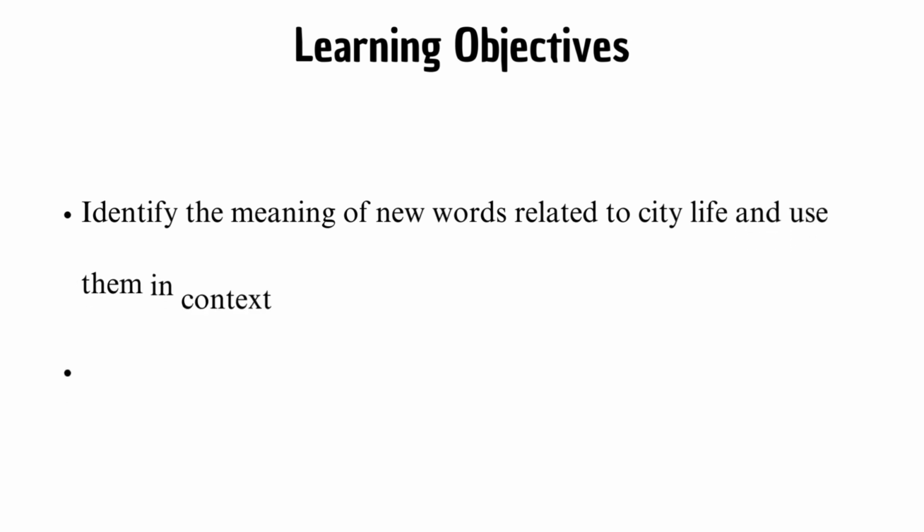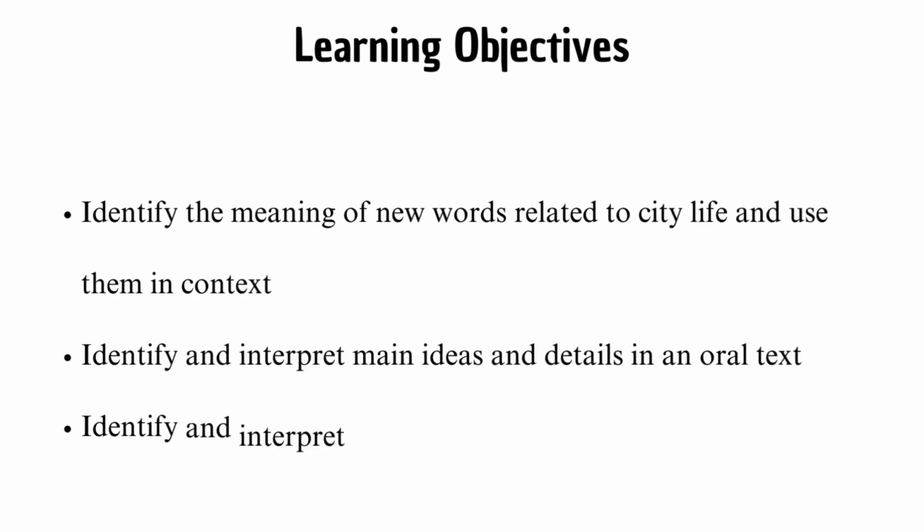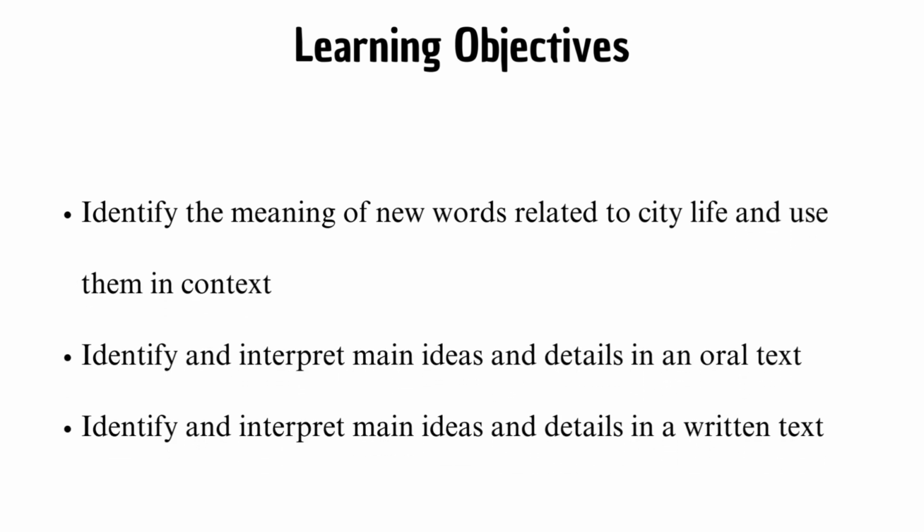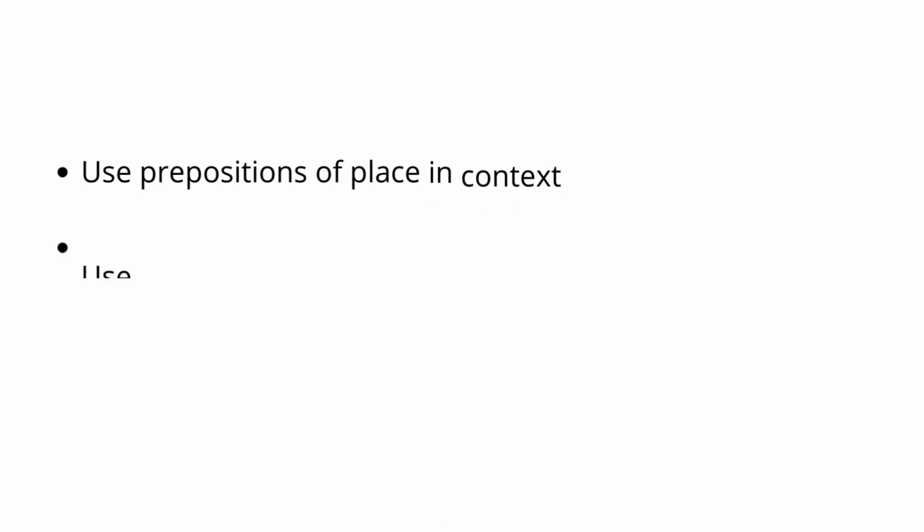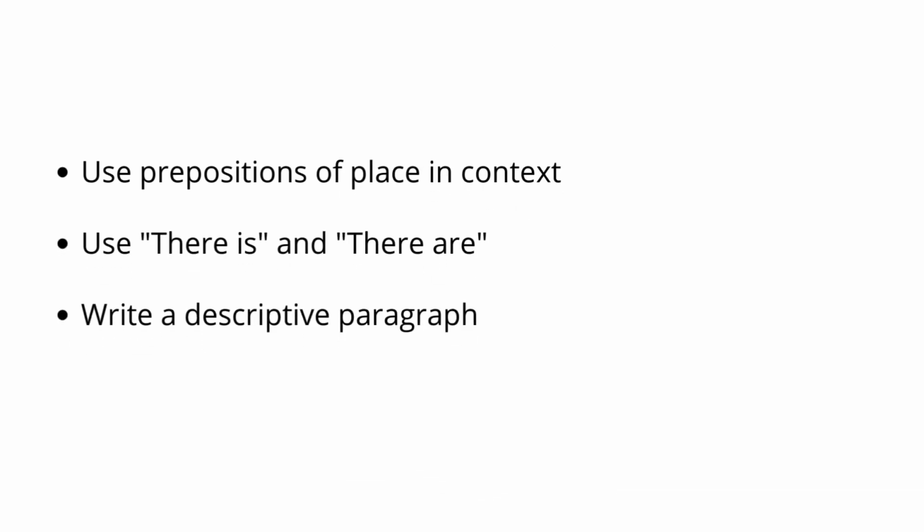Our learning objectives for today's lesson are to identify the meaning of new words related to city life and use them in context. Identify and interpret main ideas and details in an oral text. Identify and interpret main ideas and details in a written text. Use prepositions of place in context. Use there is and there are. Write a descriptive paragraph.